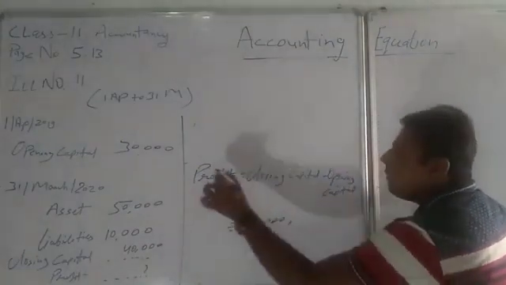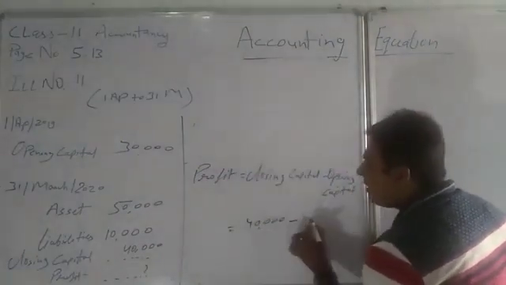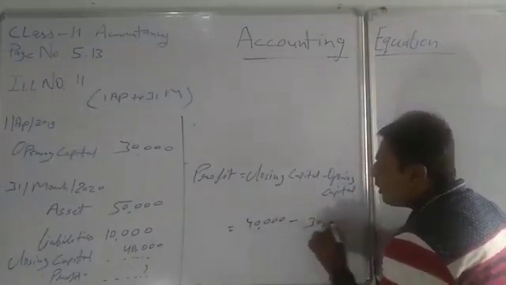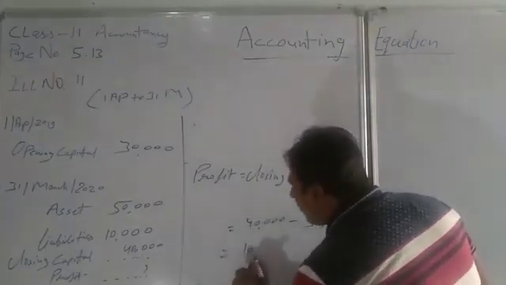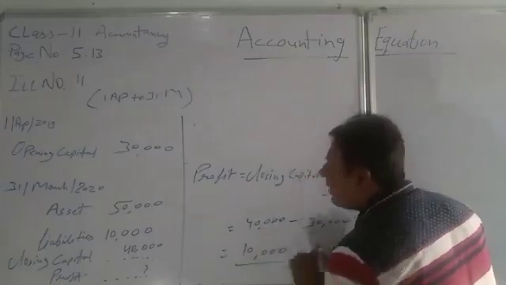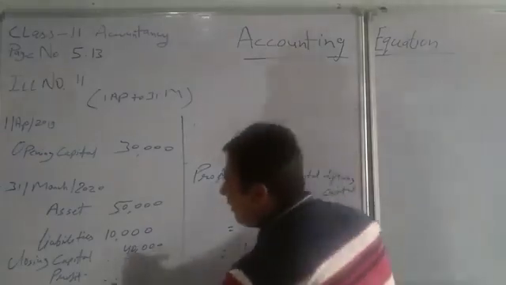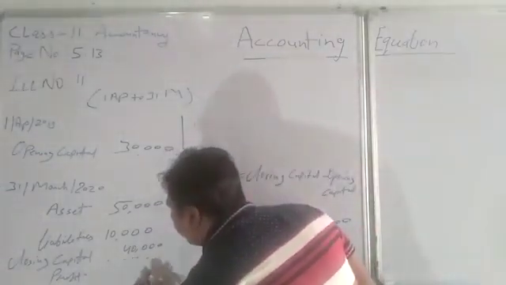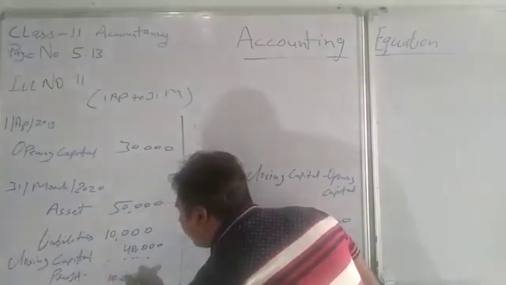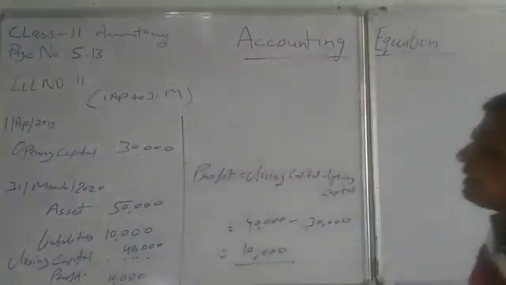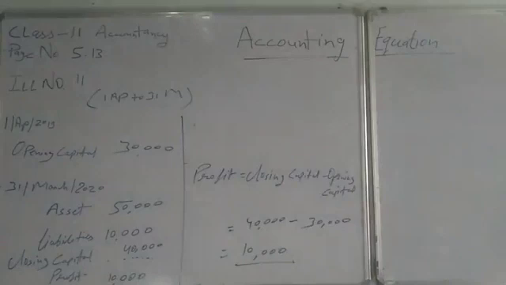40,000 minus 30,000, so 10,000 will come. That is our profit. I'm writing it here. So that's how we calculate closing capital and profit. Got it, everyone?